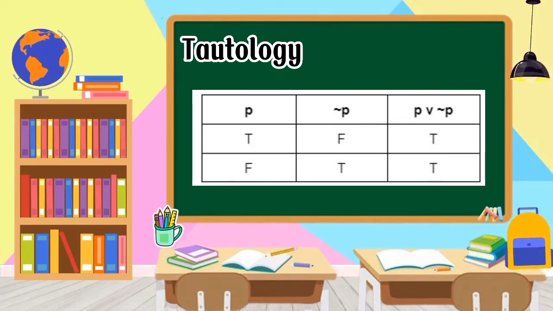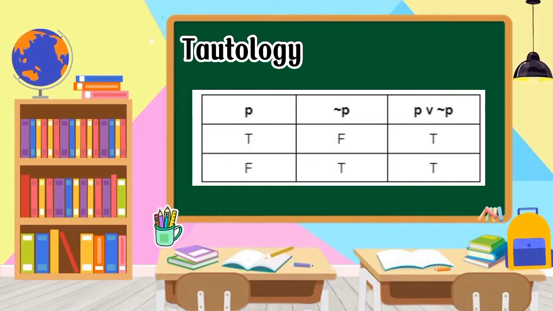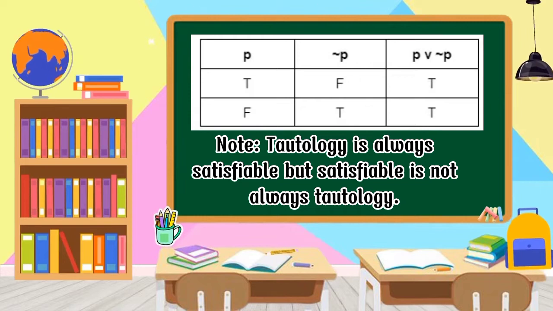Considering the compound proposition P or not P. Now, what is the output of this compound proposition? Disjunction means that whenever we have one true value, the result would always be true. So, in this particular combination, the result of these two are true. Hence, this compound proposition is always true. Therefore, we can say that this compound proposition is a tautology. Please remember that tautology is always satisfiable, but satisfiable is not always tautology.